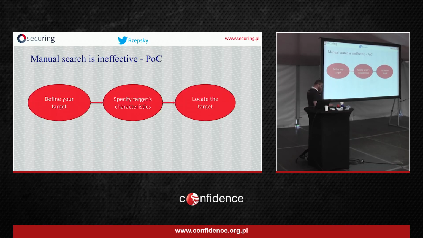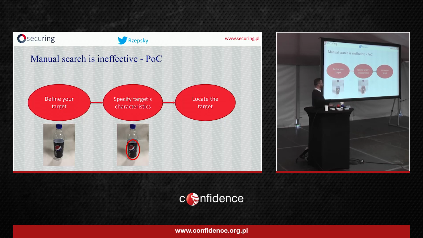So before this, let's do a little challenge that shows that manual search is ineffective. So we as human beings work like that: first of all, we have to define a target. Let's say it will be the empty Pepsi bottle, okay? Now, what is specific about this object? Well, the logo for sure, right? So now there is a little challenge. I remind you that there are awards to win. So find an empty Pepsi bottle on the next slide, okay?